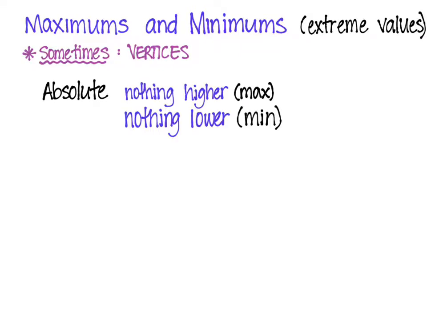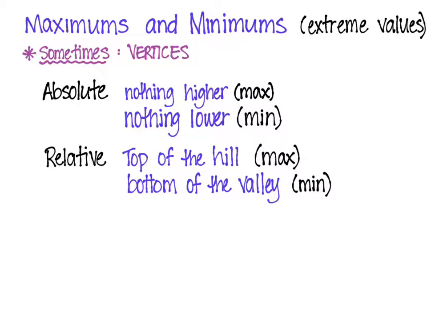Absolute means nothing will be higher if it's a maximum, or nothing will be lower if it's a minimum. So everything else is going to be below if it's a maximum, and everything else on the graph is going to be above if it's a minimum, and that's when it's absolute. The other type of maximum and minimum are relative maximums and minimums, and what this is saying, those hills and valleys that we see in the curviness, anything that is atop of the hill, it's going to be a relative maximum, and anything that is the bottom of a valley is going to be a relative minimum.